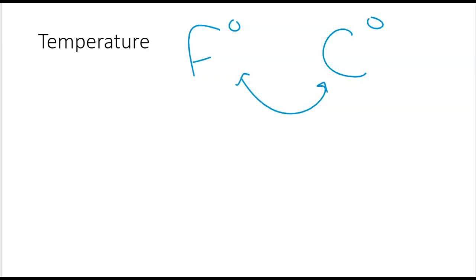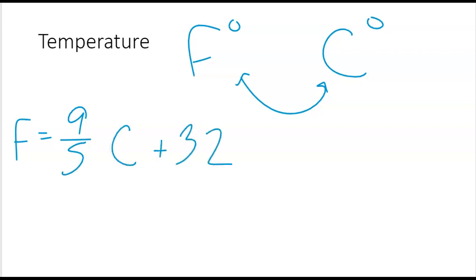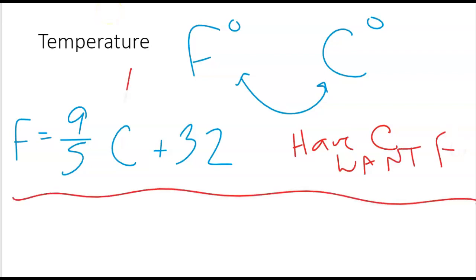One thing to note is our two formulas. First, Fahrenheit is the same as 9/5 times Celsius plus 32, meaning if you have Celsius and you want Fahrenheit, that's the one that you use because you have the C. So you plug in the value for Celsius and you find the Fahrenheit.